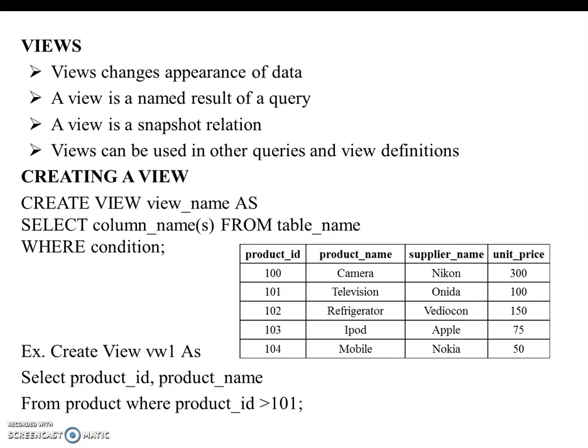So what is a view? A view is used to change the appearance of data. What I have within my table, I can see exactly what I want to use in order to complete my particular queries. So a view can be the result of a query. It is generally used as a snapshot of a relation. Then it can be used to store other queries and other view definitions also.